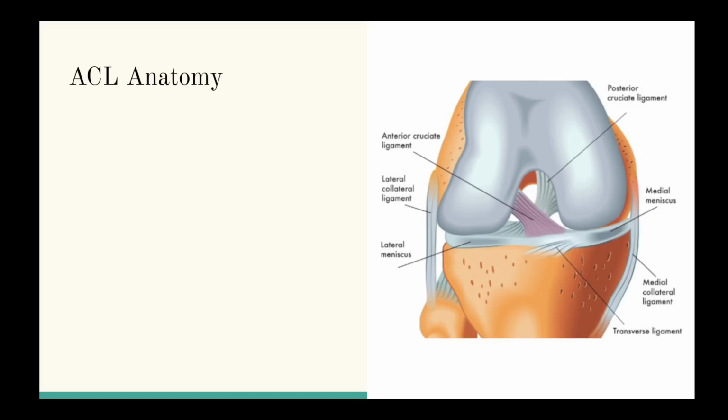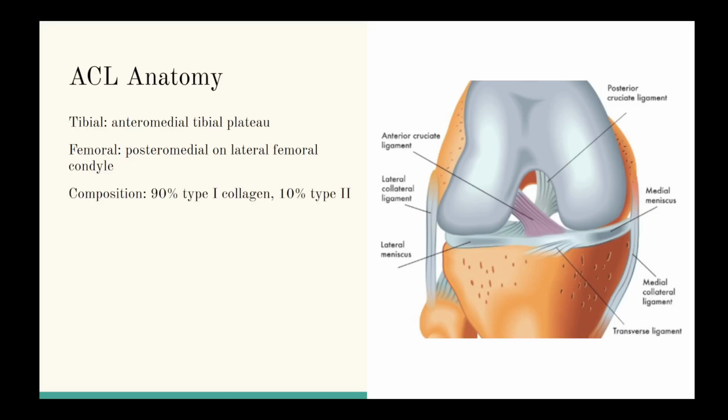Let's talk about the ACL anatomy. On the tibial side, it inserts onto the anteromedial tibial plateau and originates on the femur from the posteromedial side on the lateral femoral condyle. It's made up mostly of type 1 collagen. Most ACLs are double bundle, with each bundle having a slightly different function. However, some people have a single bundle or other anomalous insertions that are congenital.